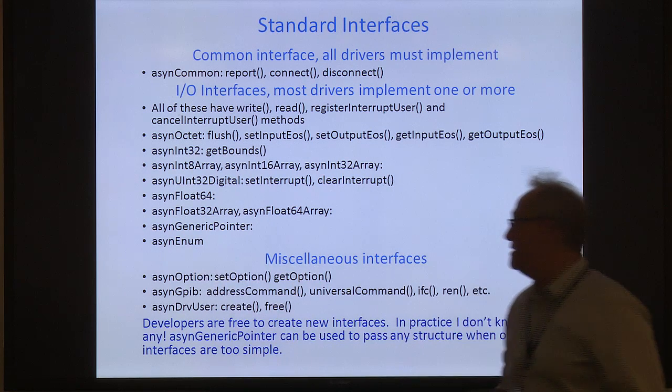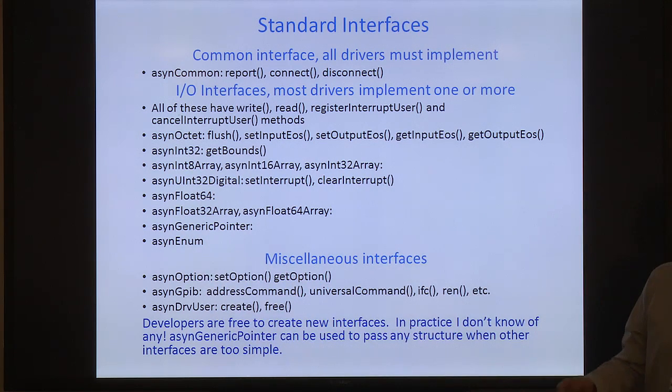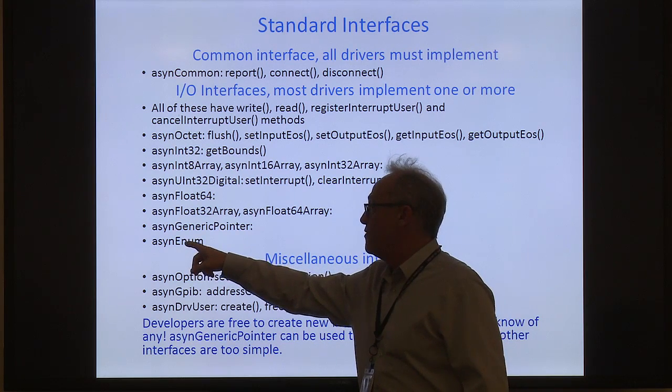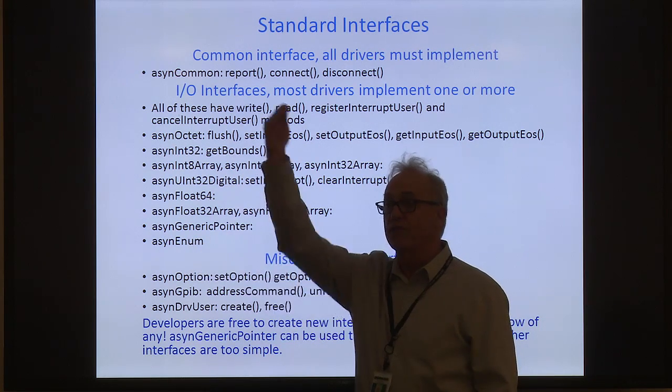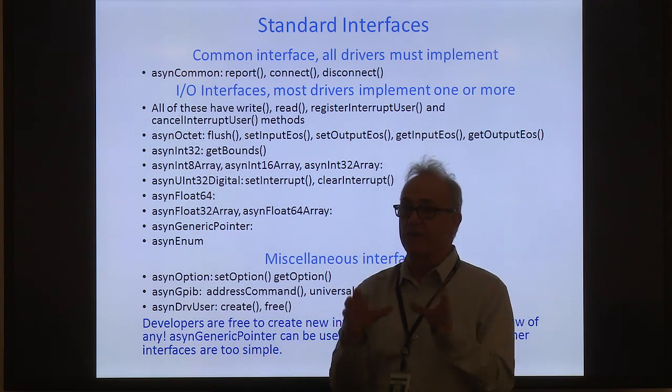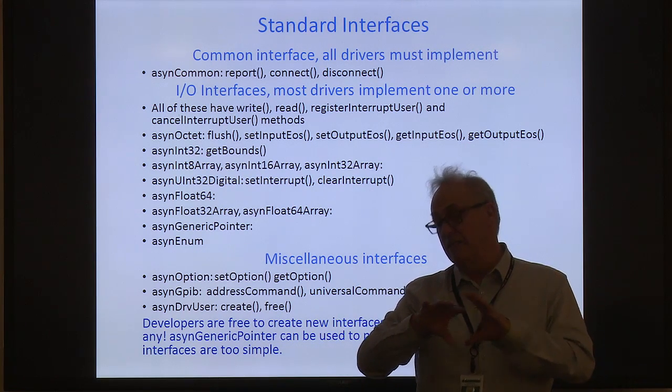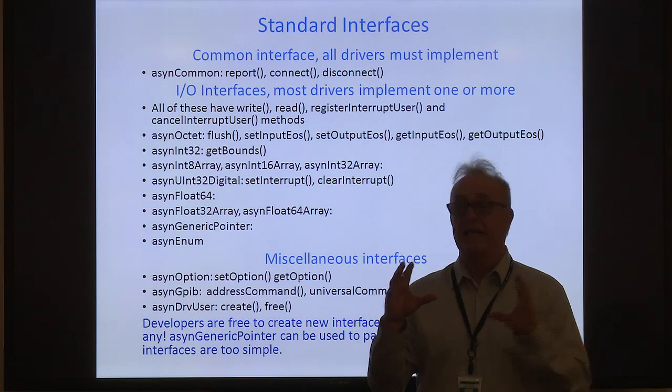And then finally, there's an asyn enum interface. Enums in EPICS are the menus, right? An MBBO or an MBBI record. And here is where the driver can define what the choices are. Let's say you've written a driver that communicates with a particular series of detectors.